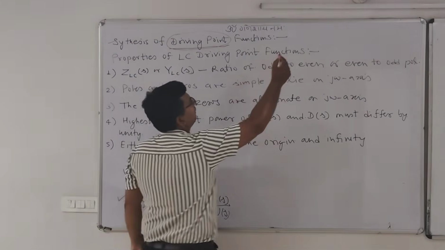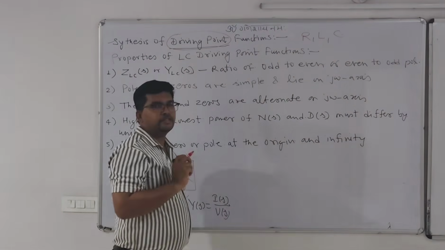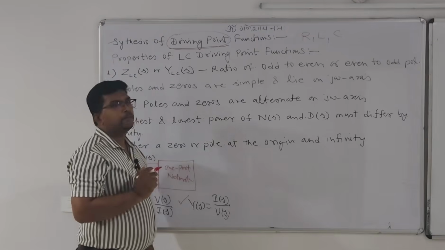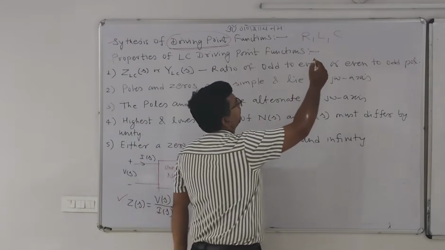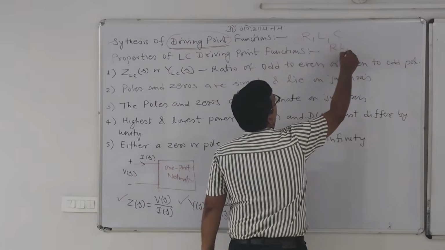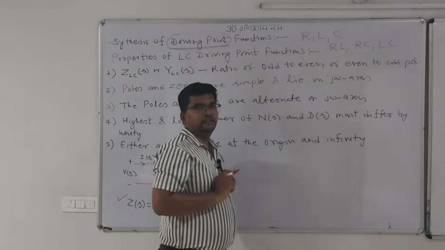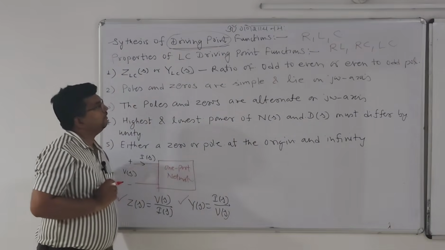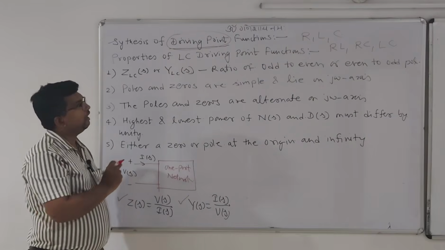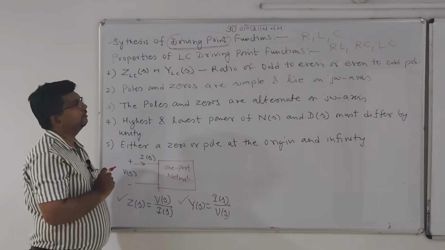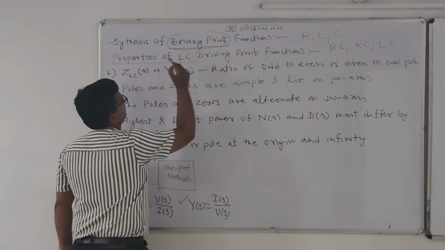Now we know that there are basically three passive components, that is R, L and C. So what are the possible combinations for the synthesis of the driving point function? There are three combinations: one is RL, another is RC, and third is the LC network. In this synthesis topic we will discuss basically the two element synthesis, and there are three combinations. First we will discuss the LC network synthesis.